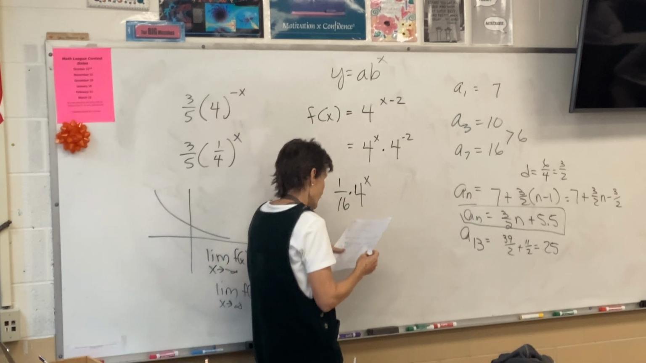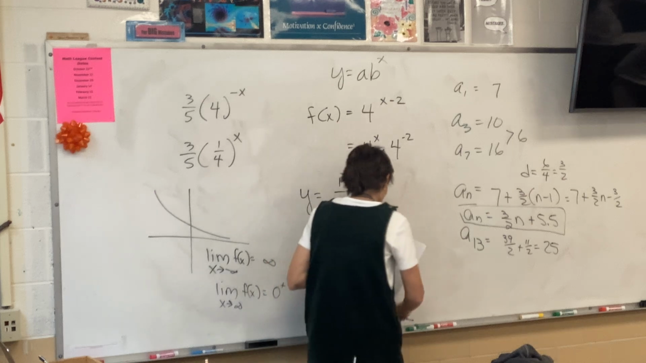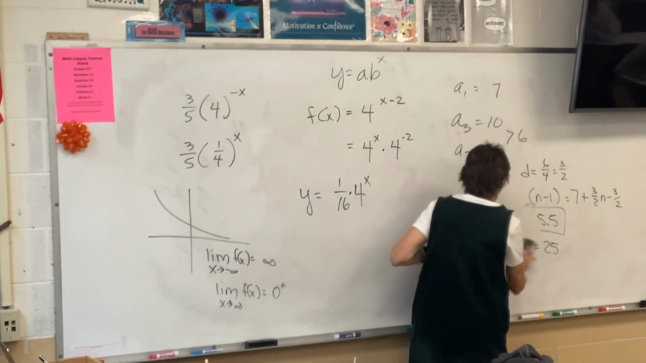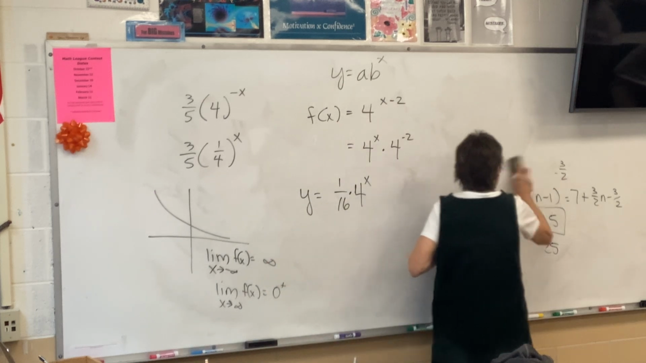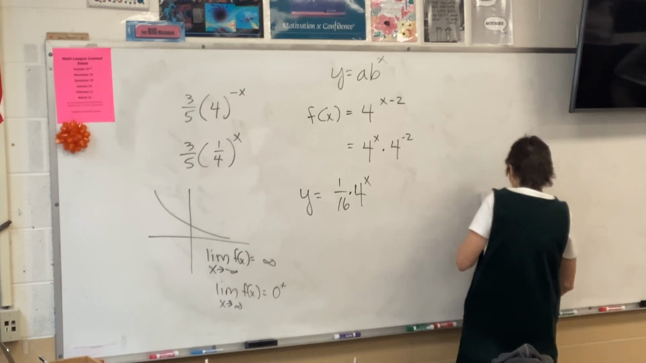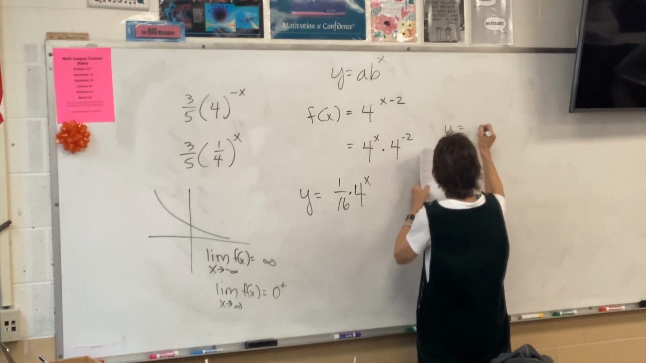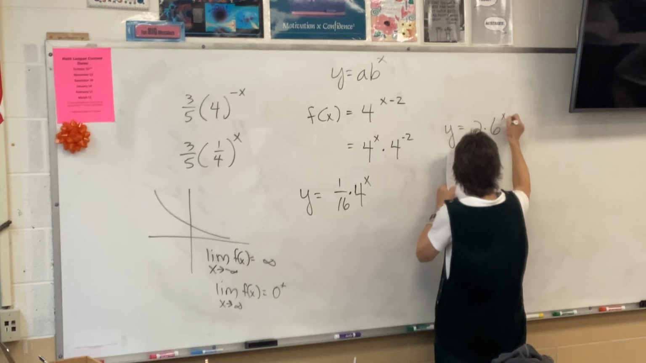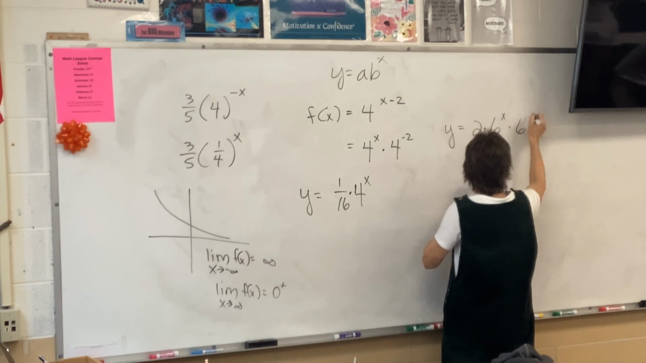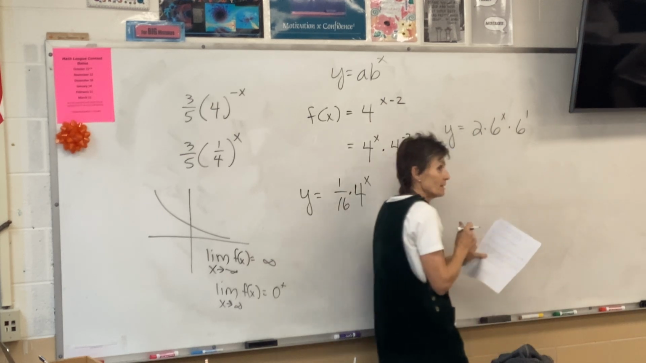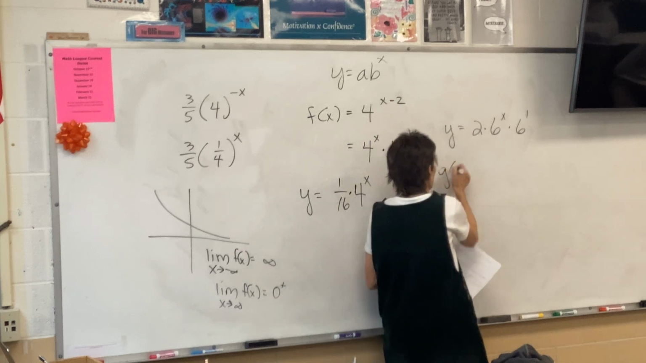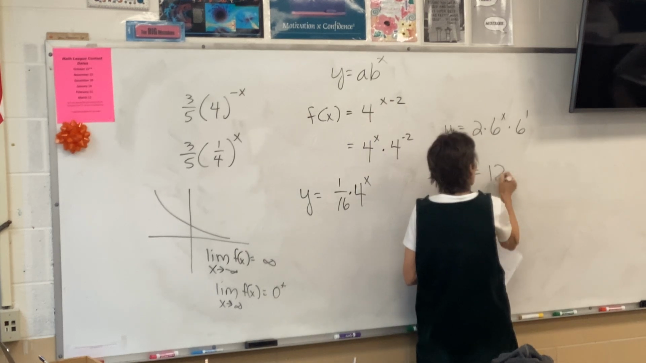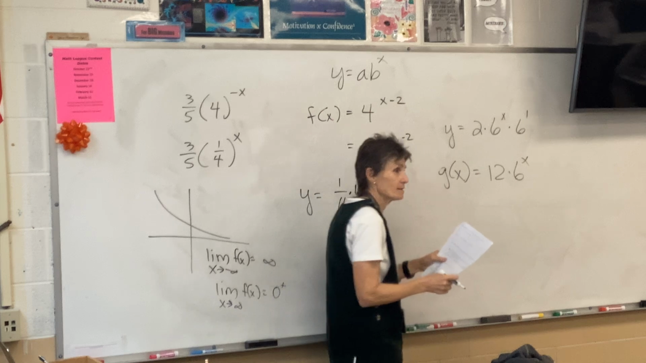All right. B. What's happening here? Well, we've already got a vertical dilation there, but 2 times 6 to the x times 6 to the first. Does that look okay to everybody? So we're gonna end up then with 12 times 6 to the x.